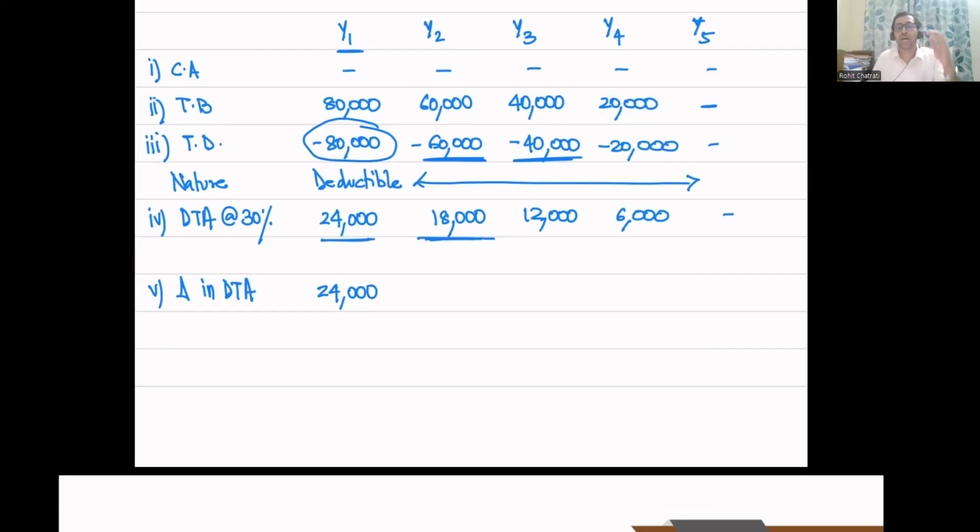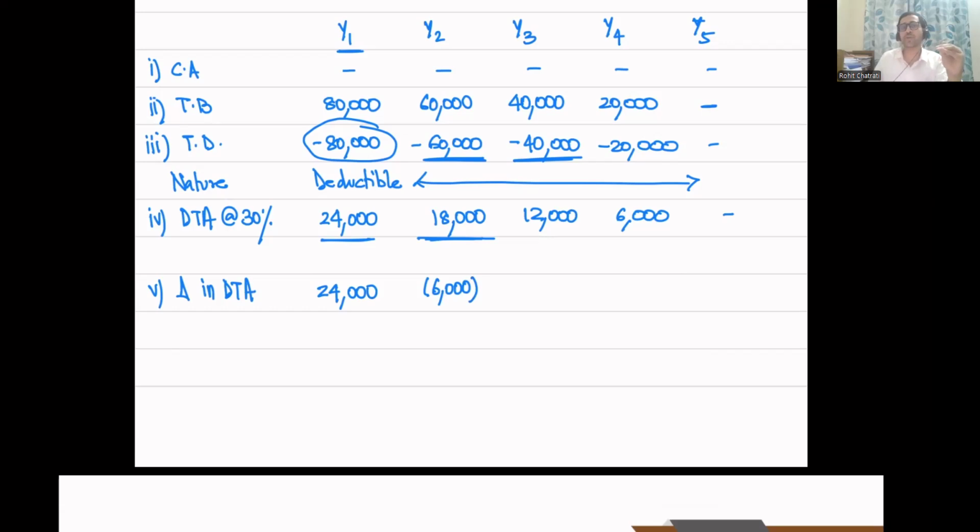Therefore, in year two, I need to reduce my deferred tax asset by 6,000 rupees. An asset is appearing on my balance sheet at 24,000. I need to reduce that to 18,000. Therefore, I am required to reduce my asset by 6,000 rupees. So my change in DTA, I'm plotting it as negative 6,000 because my asset is reducing.